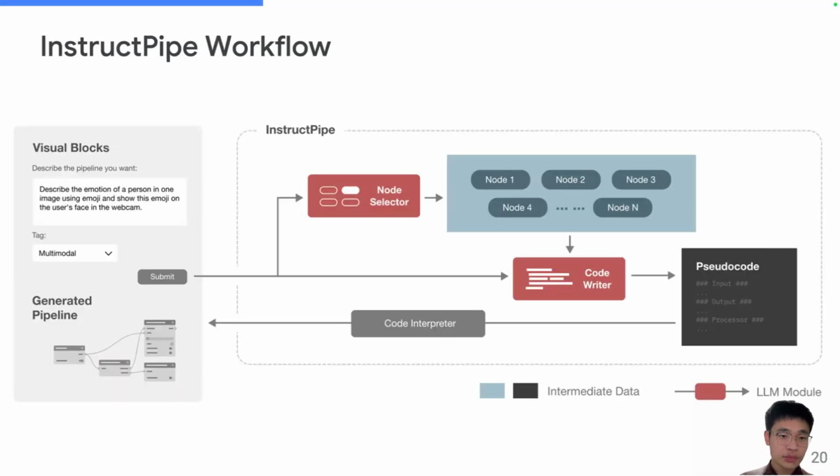Together, this figure just summarizes the whole workflow of our system. InstructPipe takes the user's prompt as input, and we have two LLM modules to write the pseudocode, and we have another code interpreter to interpret the generated pseudocode and render it into a visual programming pipeline.